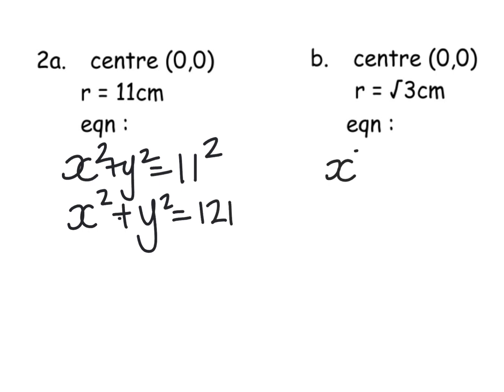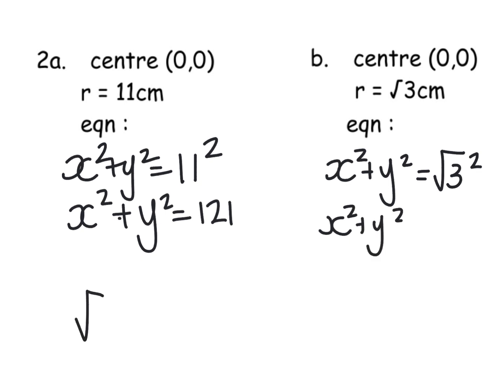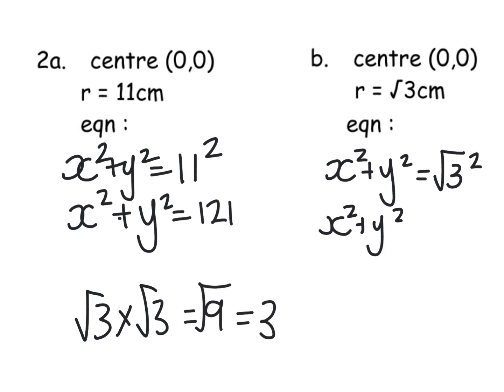Similarly with this one, we'd have x squared plus y squared equals, now it would be root 3 squared. And remember, if you do root 3 squared, that's just root 3 times root 3, which gives you root 9, which is just 3. So the square root and the square essentially cancel out. So watch out for that one. x squared plus y squared equals 3.